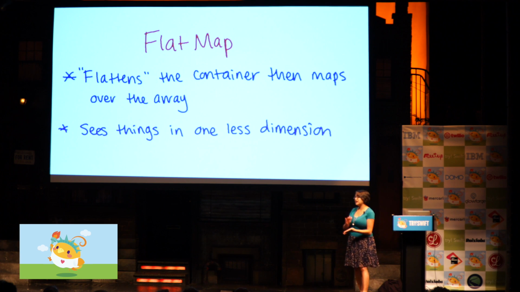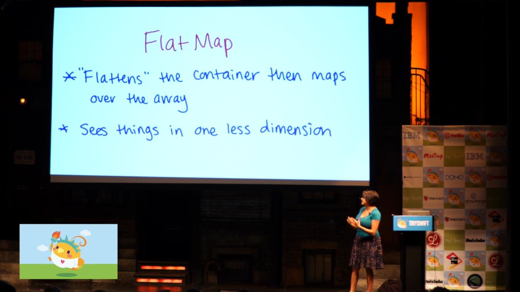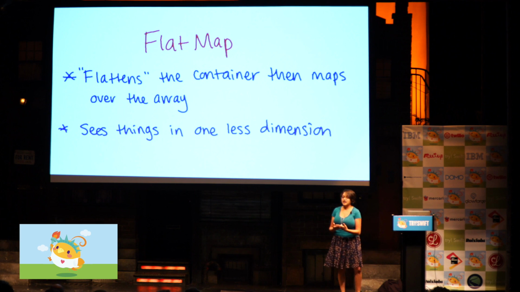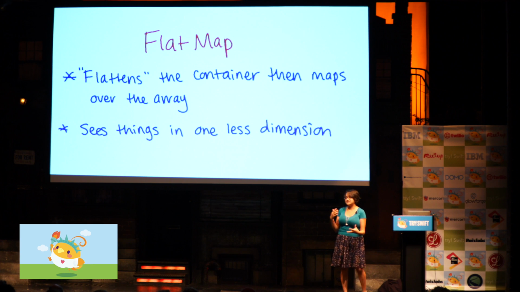Okay, cool. So now we're going to move into flat mapping. Flat mapping has a lot of cool things and it's kind of complicated, so bear with me. We're going to have a lot of examples here. Flat mapping basically flattens a container and maps over an array. And generally, people like saying that flat mapping sees things in one less dimension.